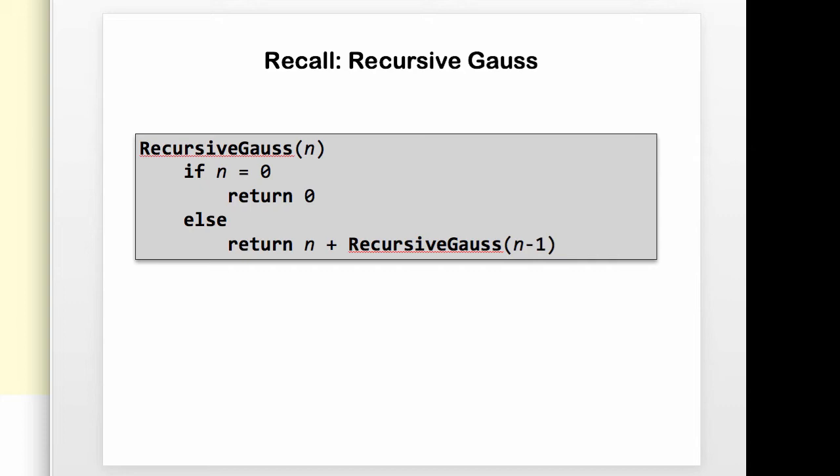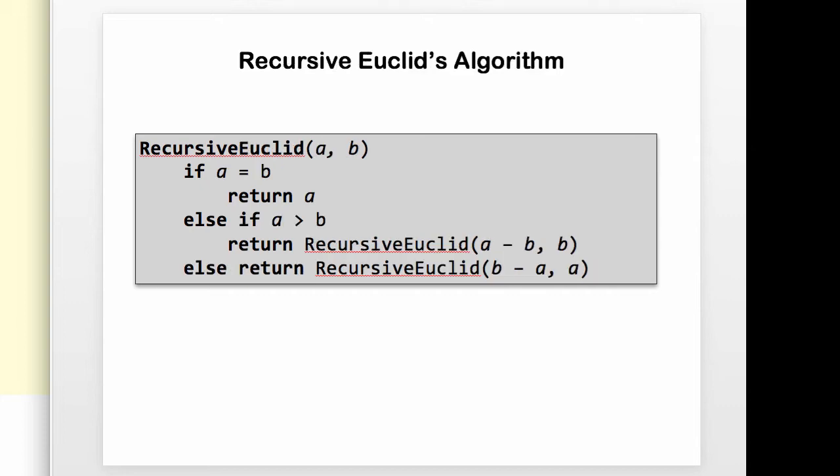All right, and this resulted in calling recursive Gauss on subsequently smaller inputs until we got down to 0, in which case we returned 0, and this sprung up the chain and summed 1 plus 2 plus 3 plus 4, etc. up to n. All right, so we could use a similar idea for recursive Euclid.